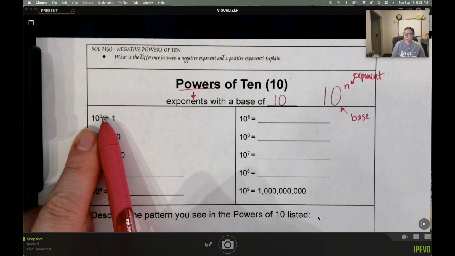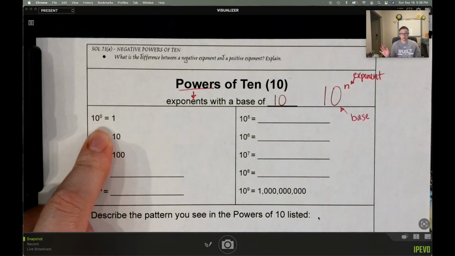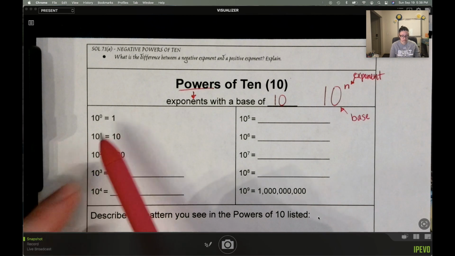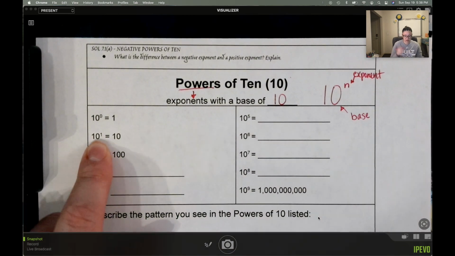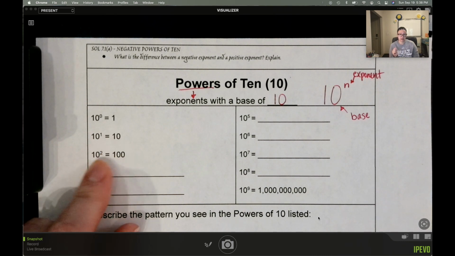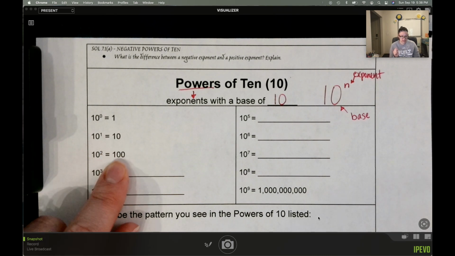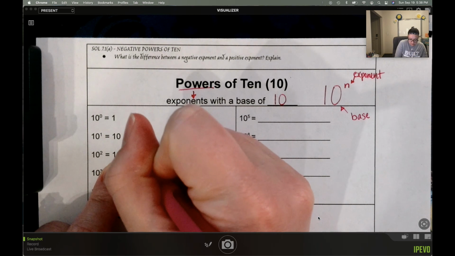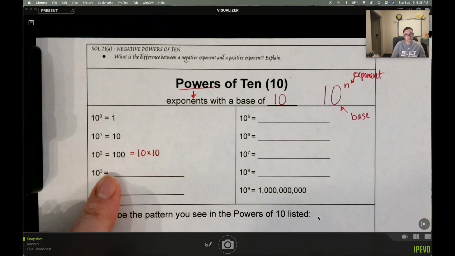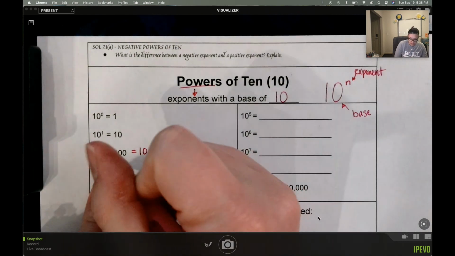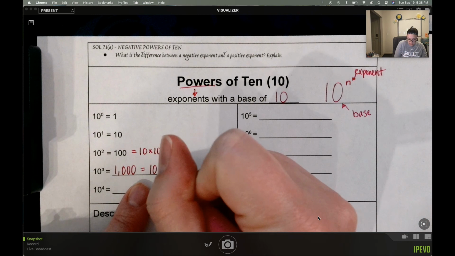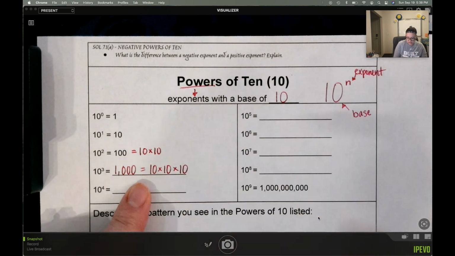So 10 to the 0 power, any number to the 0 power is just equal to 1. I'm not multiplying 10 times anything, I just have that number 1. 10 to the first power means I'm multiplying 10 once. So there's nothing to multiply it by. 10 to the second is equal to 100 because that means that we're taking 10 times 10. 10 times 10 is 100. 10 to the third power is 1,000 because that's equal to 10 times 10 times 10.